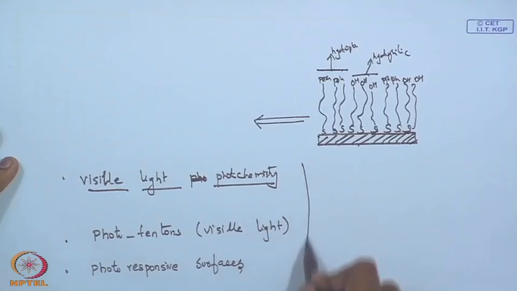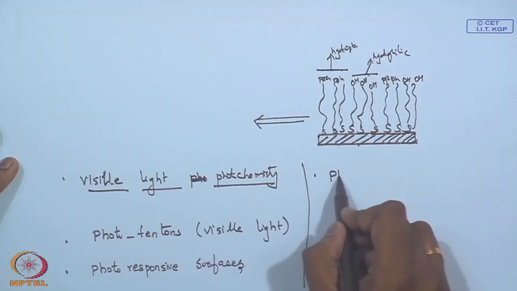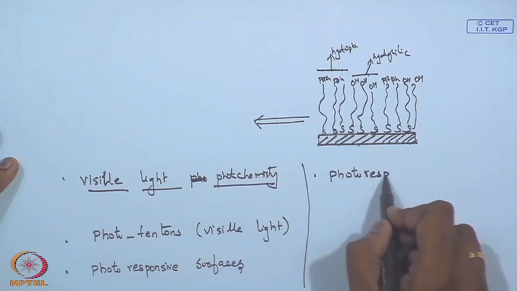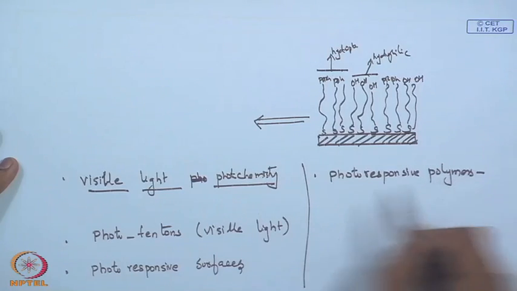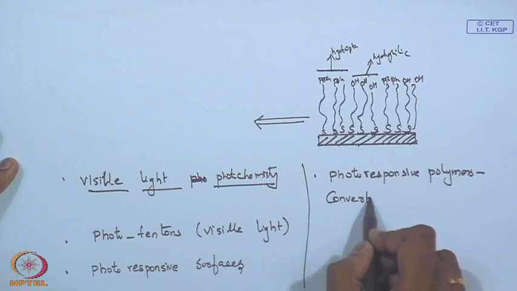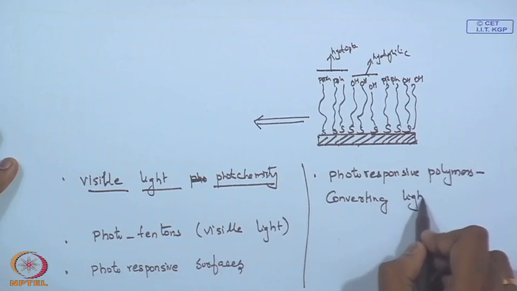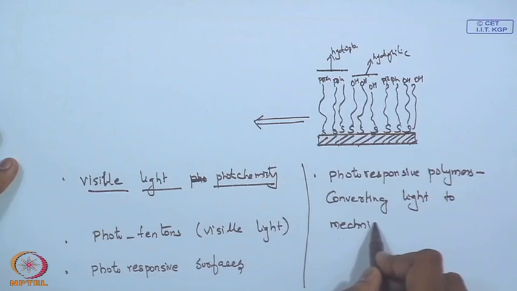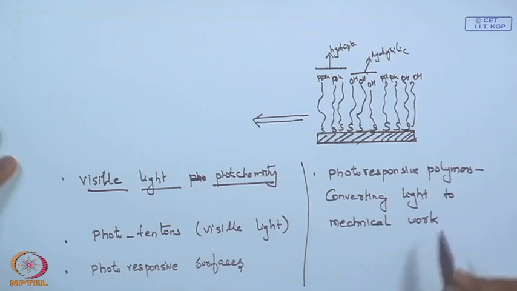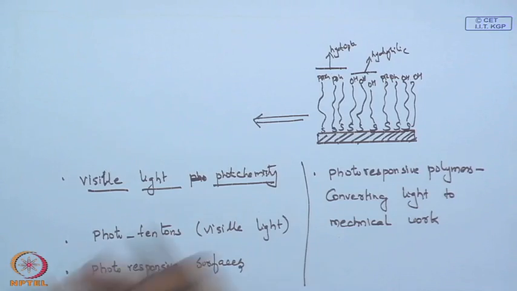Finally, another area which people are working on is photoresponsive polymers, for converting light to mechanical work. That's also a new area which has been started. So these are all upcoming areas in photochemistry. Fine. So these are some of the applications of photochemistry, and there are many other applications, like photodynamic therapies and other things, but I have just touched on the new areas.